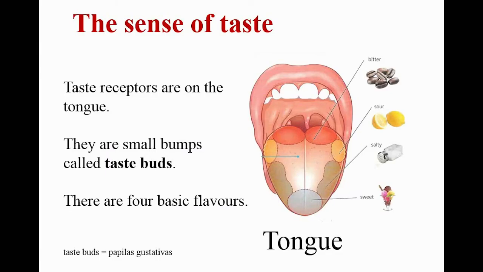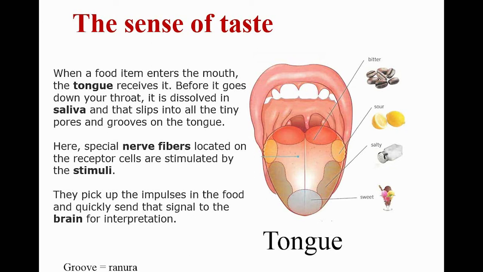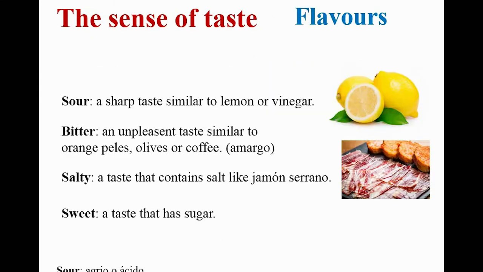The sense of taste. Here the tongue is the organ that detects everything. When a food item enters the mouth, the tongue receives it. Before it goes down your throat, it is dissolved in saliva, which is produced in the salivary glands, as you remember from the digestive system. We have in this slide the 4 basic flavors.